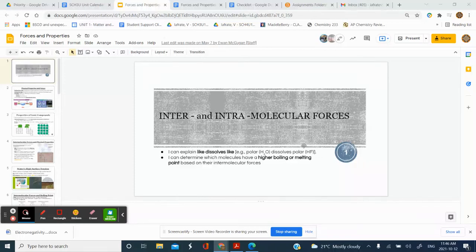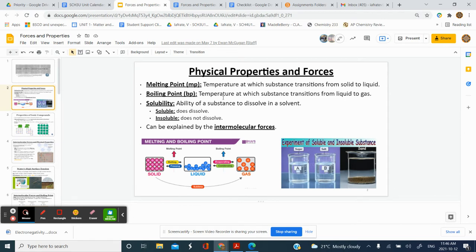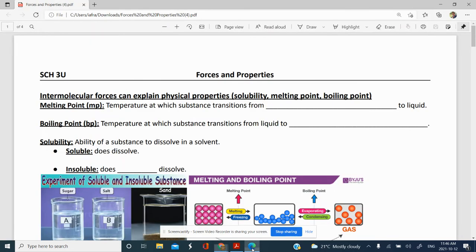In this lesson, we're going to take a look at how intermolecular forces affect physical properties like dissolving, boiling points, and melting points. So first, we're going to go ahead and review key terminologies, key physical properties: melting points, boiling points, and solubility. And after that, we'll take a look at how these physical properties are affected by intermolecular forces. So let's go ahead and review melting point.